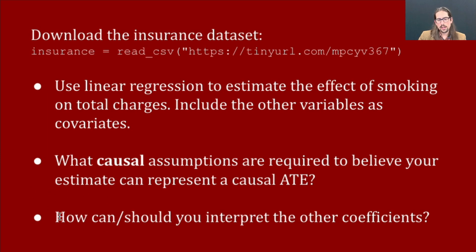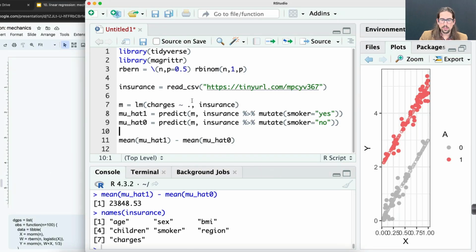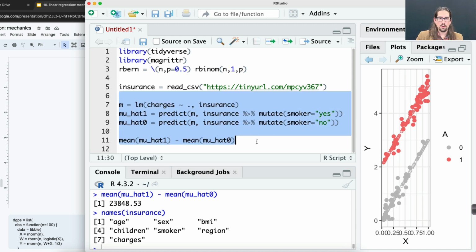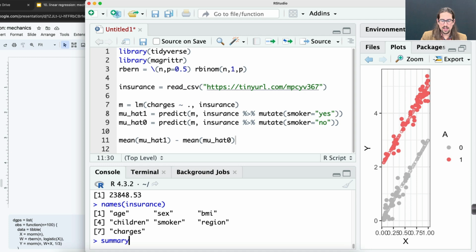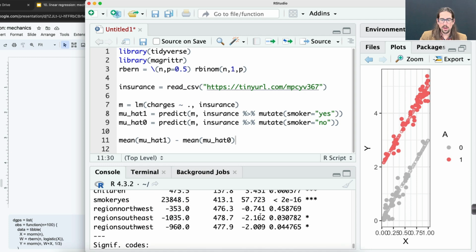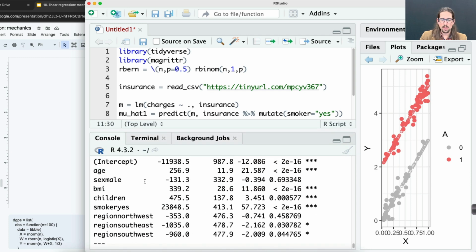And now the last question here: how can or should you interpret the other coefficients? So here I did the plug-in estimation. Another really nice thing about the plug-in estimator, by the way, when you do it this way, is that you don't get the other coefficients. You don't even see them. And that's a good thing because they don't matter. They're completely irrelevant. If what you care about is the causal effect of smoking on insurance, why are you going to do something like this and write about all this other stuff in your paper? It literally does not matter.